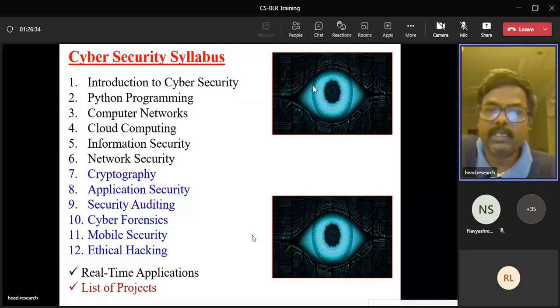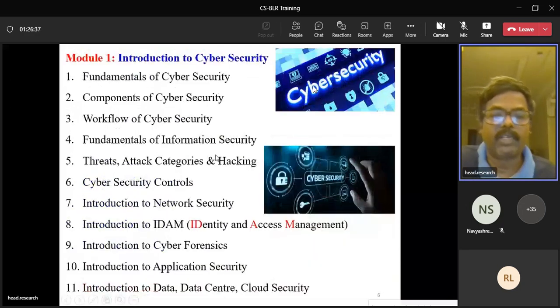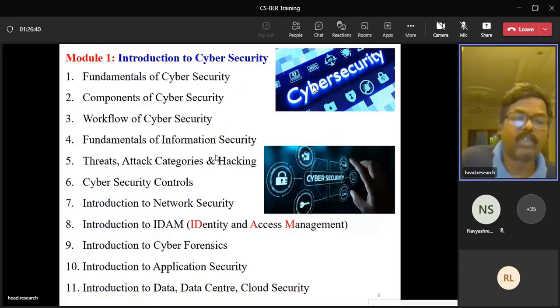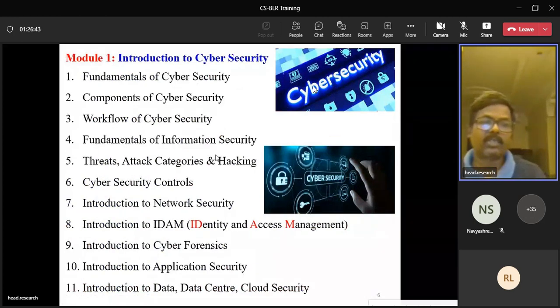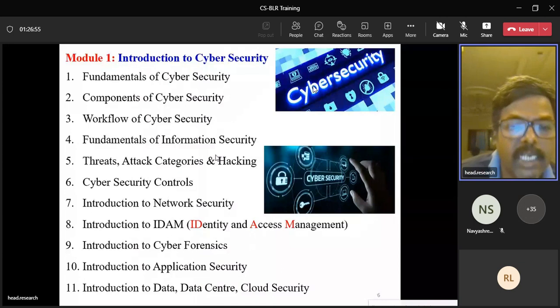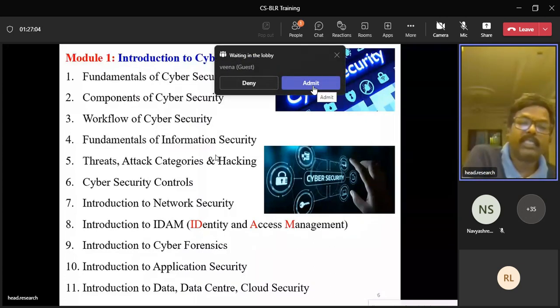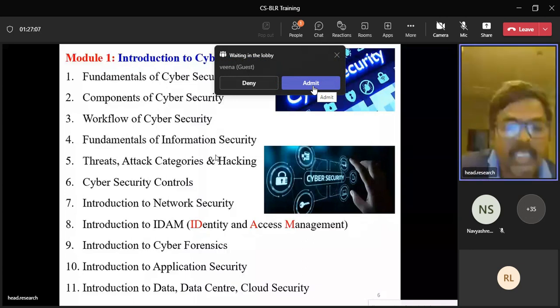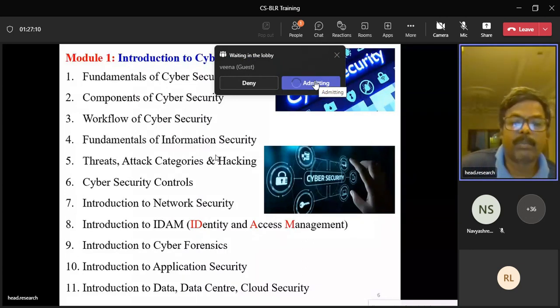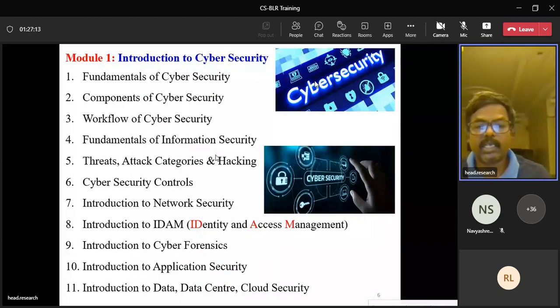If you see, the first module consists of 11 topics. Introduction to cyber security consists of fundamentals, components, workflow of cyber security. What are the fundamentals of information security? What are the threats and attack categories and hacking? Cyber security controls, introduction to network security, introduction to IDAM, identity and access management, introduction to cyber forensics, introduction to application security, introduction to data center and cloud security. These are the 11 topics.